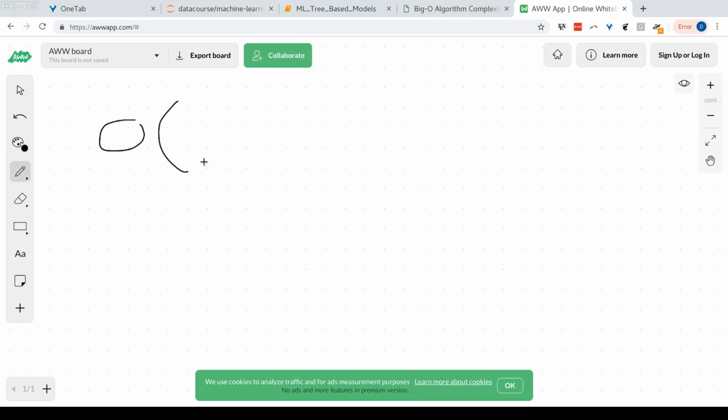So the time complexity for prediction is log of n. Oftentimes with these time complexities, if you see log, it's assumed to be log base 2. So let me just be explicit there, log base 2, but oftentimes that 2 is omitted. So we're going to go from 1,000 observations to 2,000 observations.